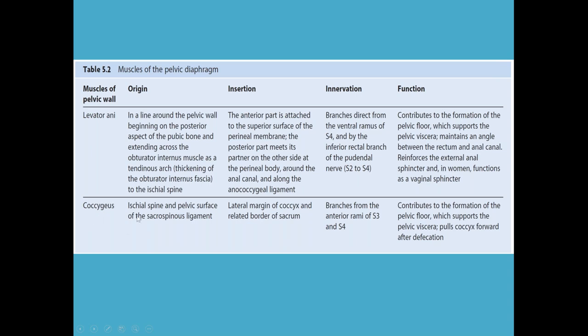What about the coccygeus? Its origin is the ischial spine and pelvic surface of the sacrospinous ligament. Its insertion is the lateral margin of the coccyx and the related border of the sacrum. Innervation is a branch from the anterior rami of S3 and S4. Here, the ventral ramus of S4 supplies levator ani, and coccygeus is supplied by the anterior rami of S3 and S4. Its function is to contribute to the formation of the pelvic floor, which supports the pelvic viscera, and to pull the coccyx forward after defecation. This is briefly about the muscles of the pelvic floor.